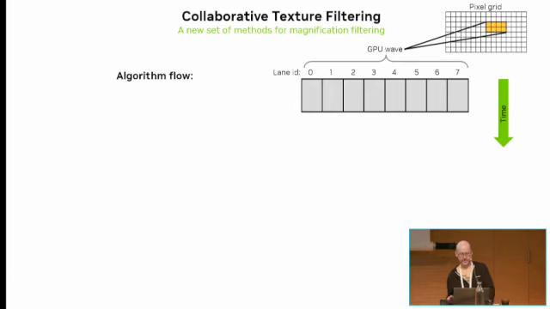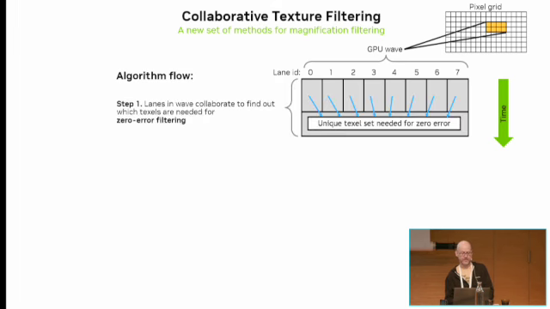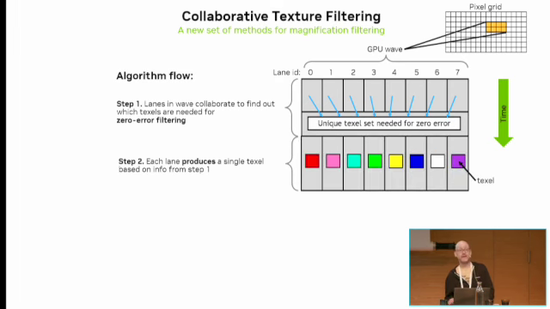Okay, so I'll talk about the basic algorithm flow for these techniques. And here I show with a toy example a GPU wave which is 8 lanes wide, configured as 2 by 4 pixels. And the first step is to have the lanes in the wave collaborate, so they find out exactly which texels are needed to get away with 0 error for your filter. And that gives you a unique texel set that this wave needs. The second step is to let each lane produce a texel.